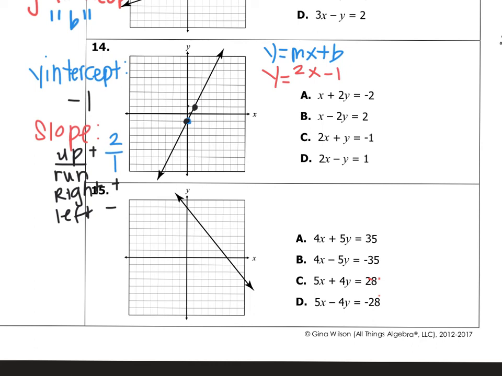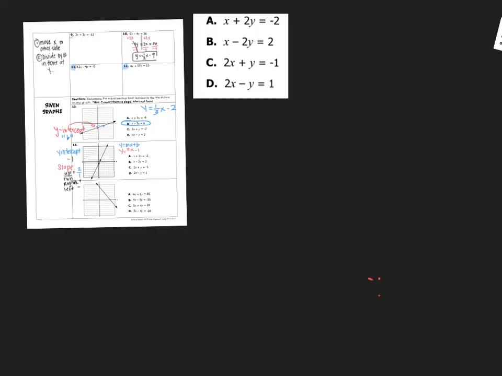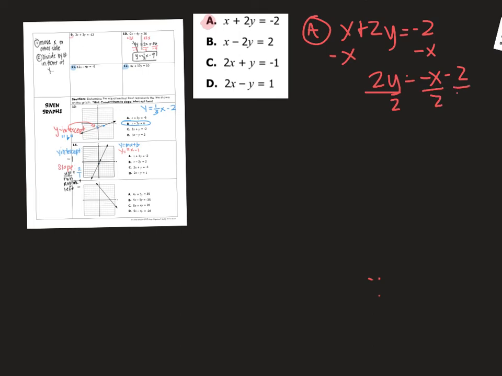So now you're going to need to go to all 4 equations, A, B, C, or D, and you are going to need to get them as y by itself. All right, so go ahead and do A and get y by itself. Okay, so you're going to subtract x from both sides. You'll be left with 2y equals negative x minus 2. Divide by 2. I'm left with y equals negative 1 over 2x minus 1.